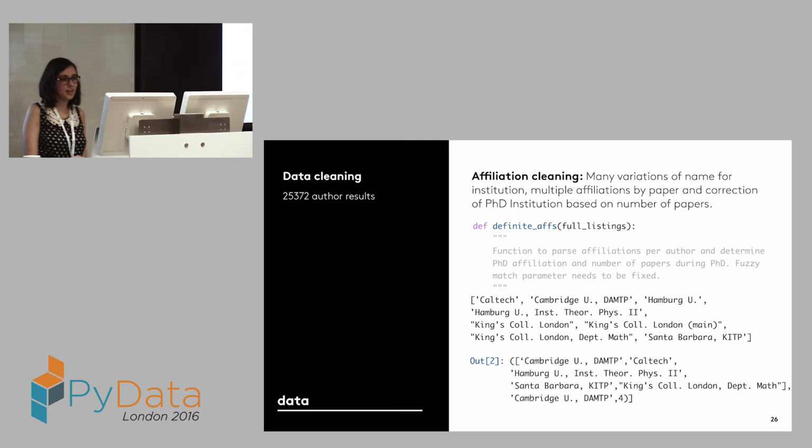And then, of course, you have to go to the whole issue of data cleaning. And a particular pain was the affiliation cleaning, because, again, it's a matter of names. So, for instance, you can have this list of affiliations, and here you can observe King's College London, and then King's College London, Main, and then King's College London, Department of Maths. And this is for the same individual.